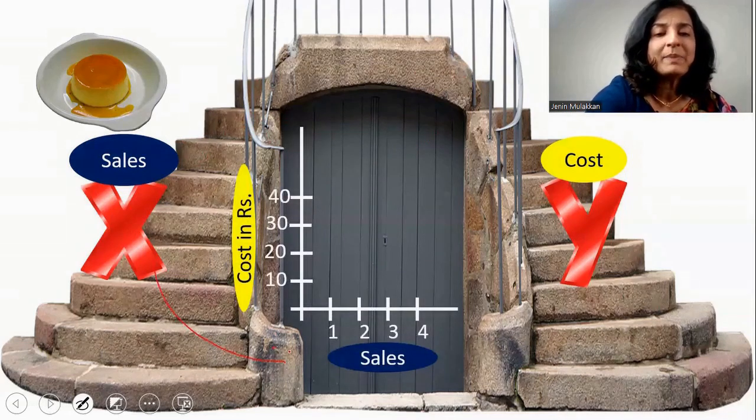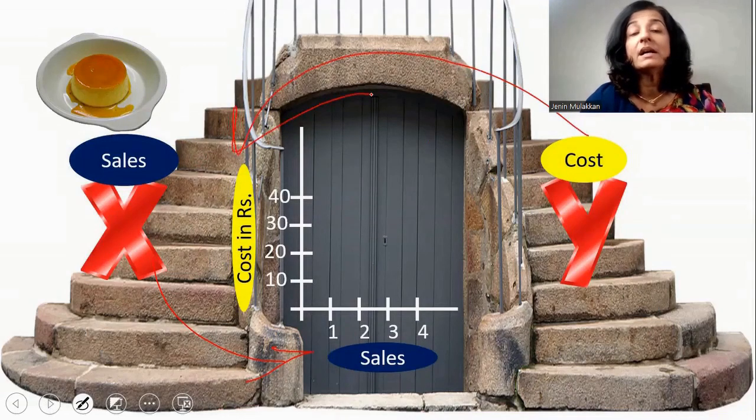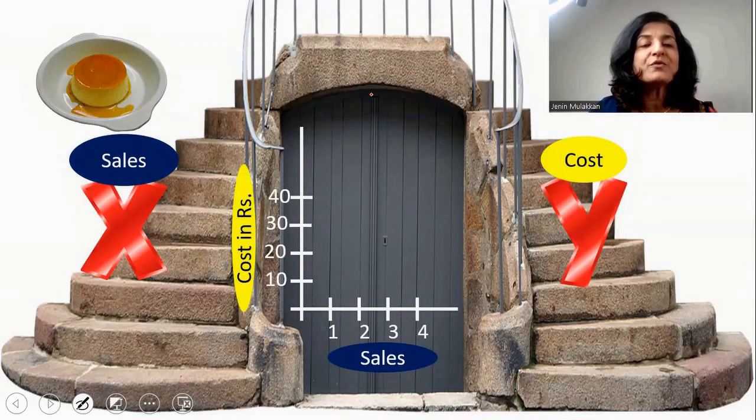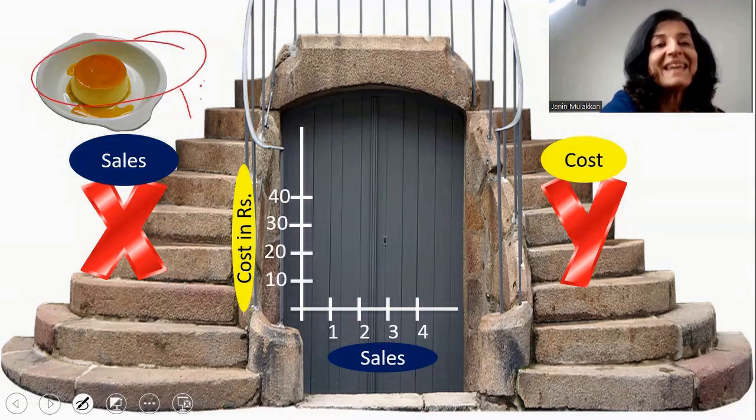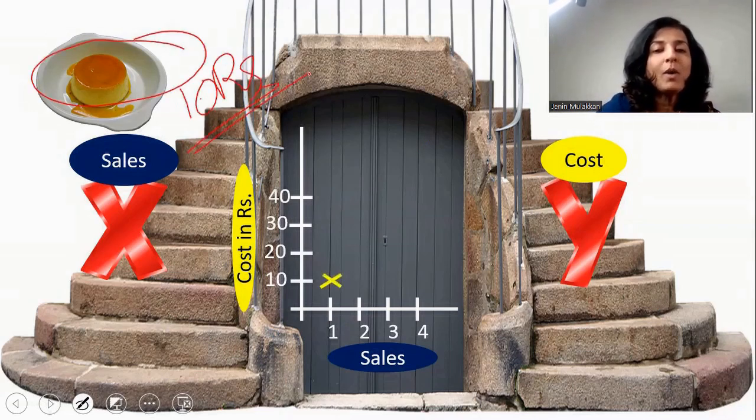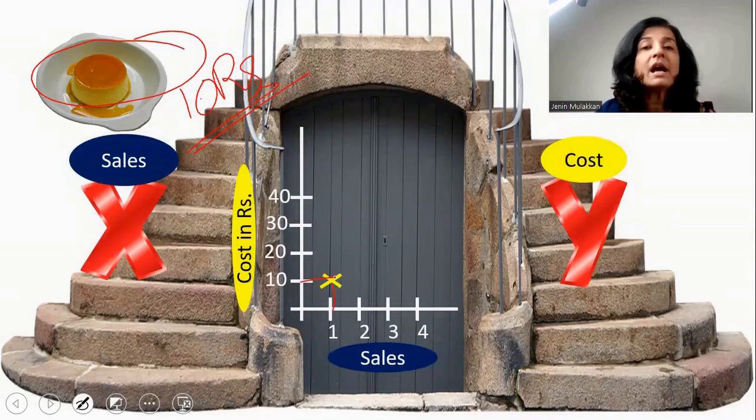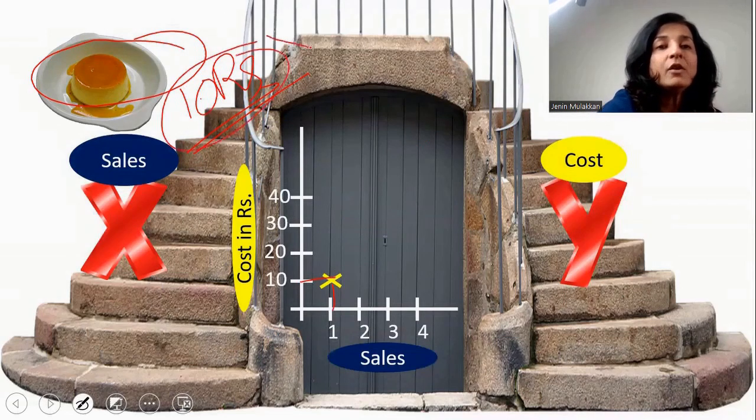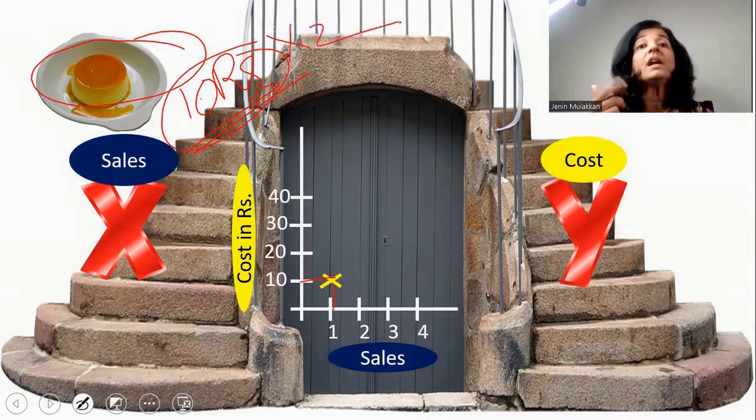Now let's take imaginary figures and depict in the graph. So sales is depicted on the x-axis and cost is depicted on the y-axis. Suppose the cost of making one pudding is 10 rupees. So definitely for 1 unit, the cost is 10 rupees. So 1 and 10, that's the marking that will come in the graph. Now, if you sell 2 puddings, then definitely you will incur 10 rupees into 2, because you are making 2 puddings. So 2 and 20. So the next plot will be here.